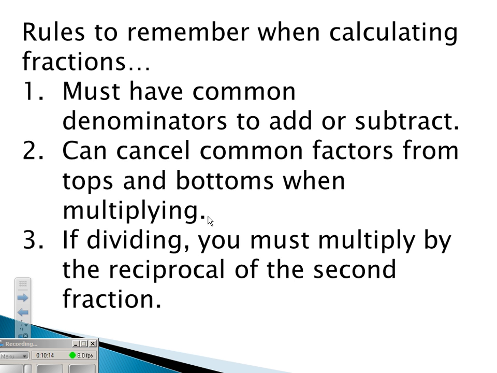Number 2 is what we were just working with. You can cancel common factors from top and bottom when you multiply. If you have to divide, remember to flip the second one. You take the reciprocal of the second fraction and then it becomes a multiplication.